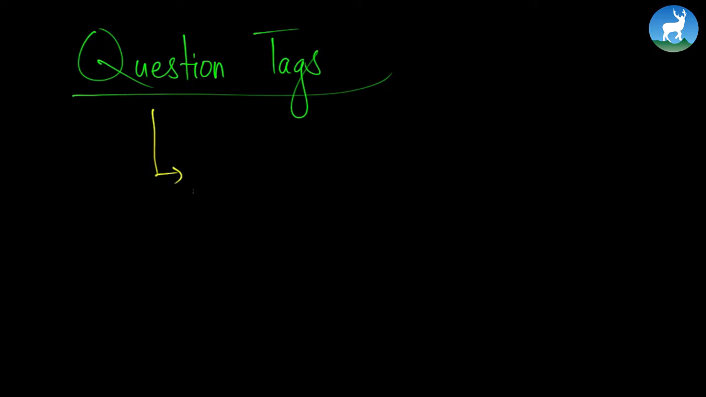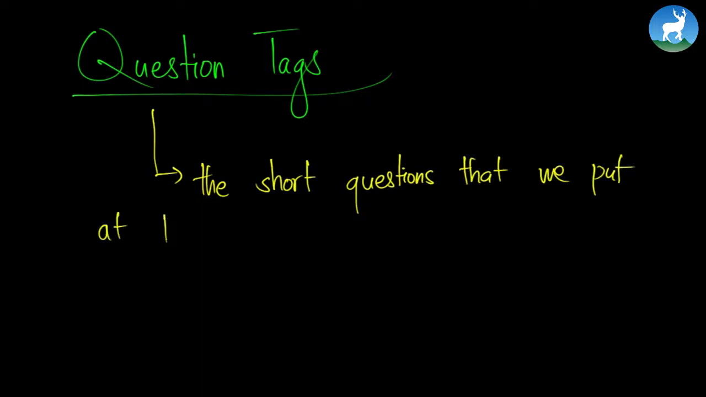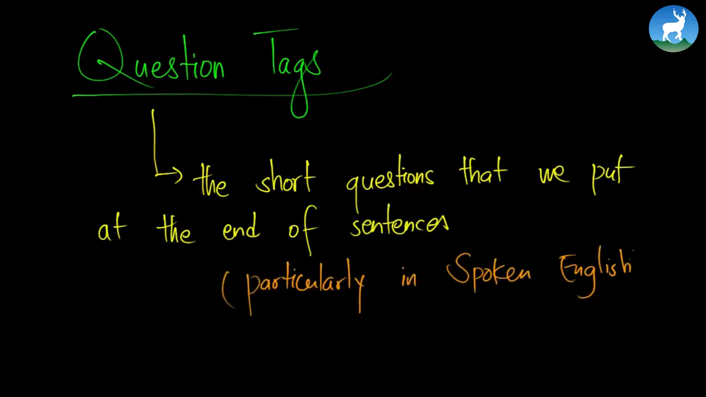Question tags are the short questions that we put at the end of sentences, particularly in spoken English. Question tags are also used in written English, but these are mostly used in spoken English. There are lots of different question tags, but the rules are not difficult to learn. So in this class, I'll teach you how to understand the different kinds of rules that are associated with question tags. So let's start with the general rule.